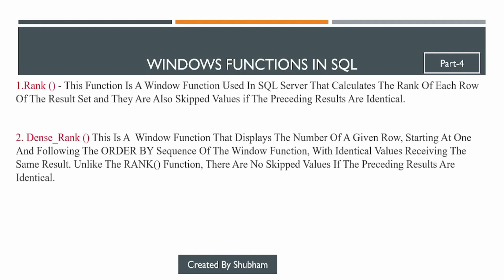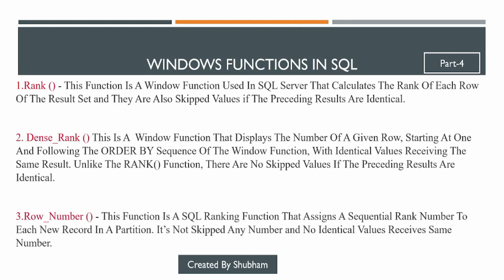And now let's talk about one more window function, whose name is row number. This function is a SQL ranking function that assigns a sequential rank number to each new record in a partition. This row number function, guys, does not skip any number, and no identical values receive the same ranking. Only one row is assigned one rank. So let's learn how we can use this row number function in SQL.